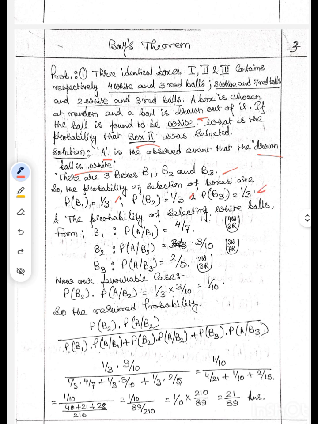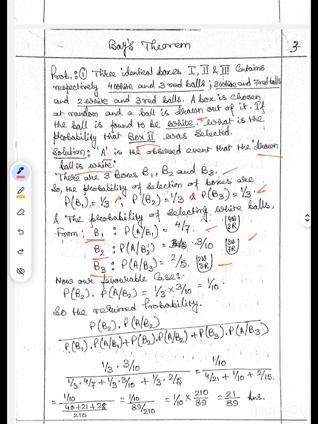The probability of selecting a white ball from B1. So we have already selected B1 and therefore we are drawing a white ball, that is 4 by 7. Okay. Similarly from B2 equal to 3 by 10 and from B3 that is 2 by 5. The numbers of balls are already given in the question. Okay, hope it is clear to you.